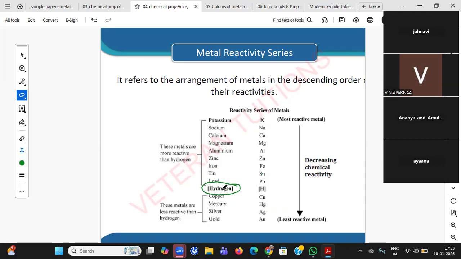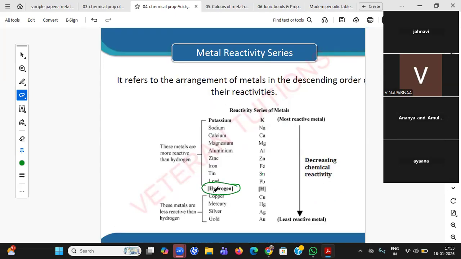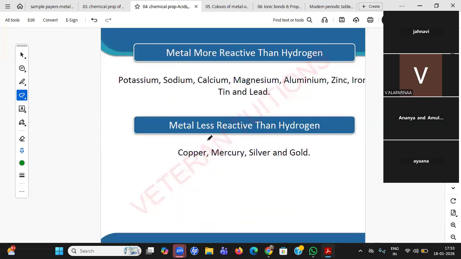Hydrogen is sometimes considered a metal and a non-metal because hydrogen has an ability to lose electrons and also an ability to gain electrons. That's the reason it is a metal also, non-metal also in some cases. So here we are taking hydrogen as a reference. Above hydrogen, whoever is there, we consider them reactive. Below hydrogen, whatever metals are there, we consider non-reactive. That means below hydrogen are less reactive than hydrogen, and above hydrogen are more reactive than hydrogen. We are considering it in this way.